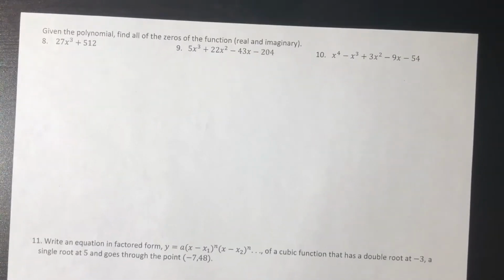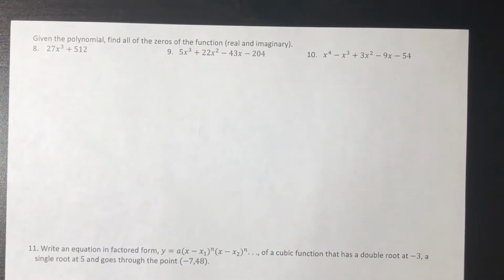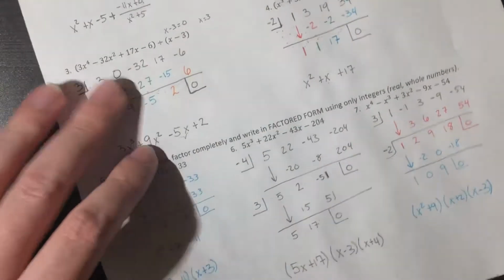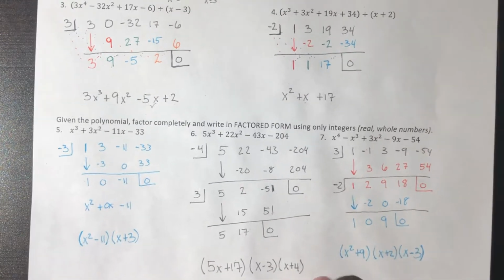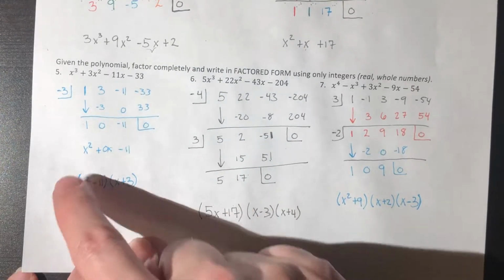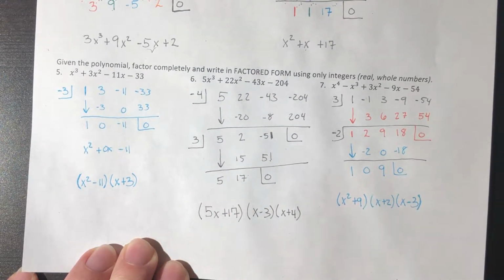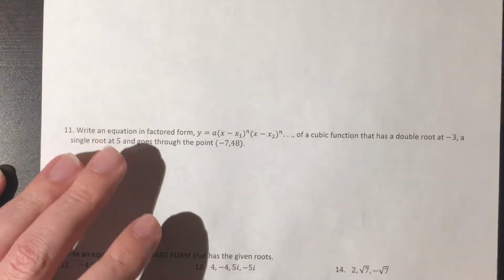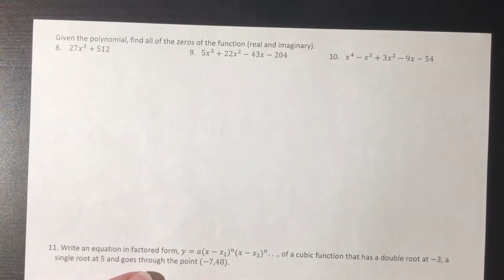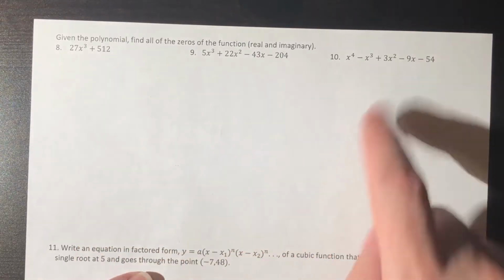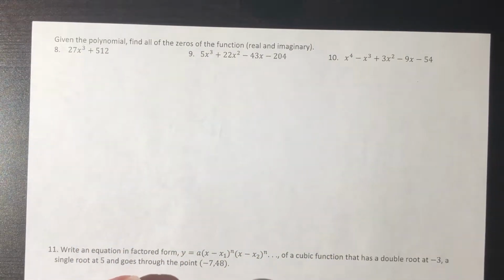Now 8, 9, and 10 are different from 5, 6, and 7. 5, 6, and 7 just want you to factor it. So it wants you to stop right here. You don't have to go any further. However, with 8, 9, and 10, it wants you to actually find all the zeros that would be given here, both the real ones and the imaginary.